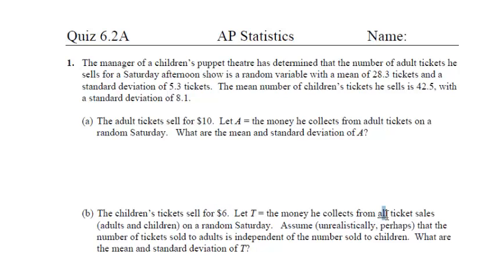Then all ticket sales, you'd be adding them. Now the means we can just add, but the standard deviation is a little bit different. That's the one where you have to square them and add them together, and then that gives you the new variance. And then you're going to be square rooting that to get the standard deviation. So that's a little help on that question there.